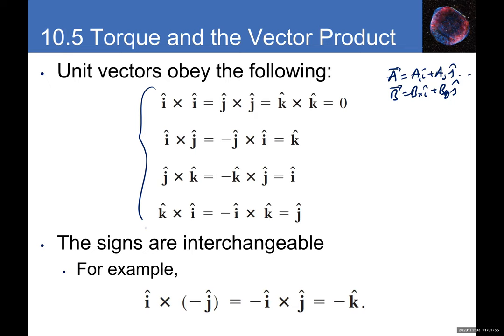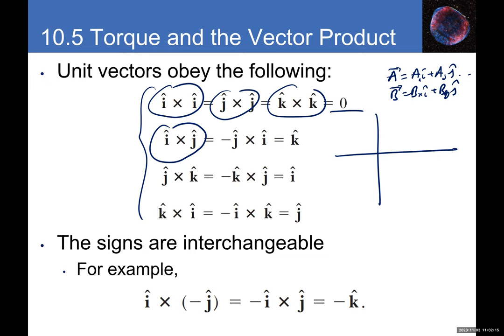If you're doing the cross product of i hat cross i hat, j hat cross j hat, or k hat cross k hat, you get zero, because the i hat vector is parallel to the other i hat vector, so the cross product is zero. But if you're doing i hat cross j hat, think like this. Let's say this is your unit vector i hat, which is pointing in this direction, and the second one is unit vector j hat, which is in that direction.